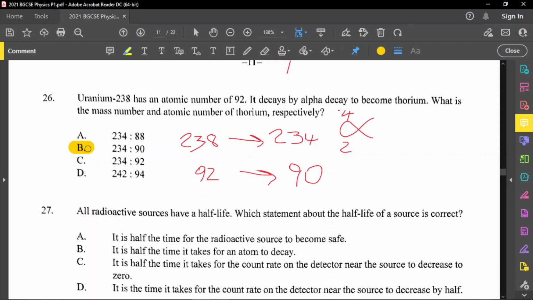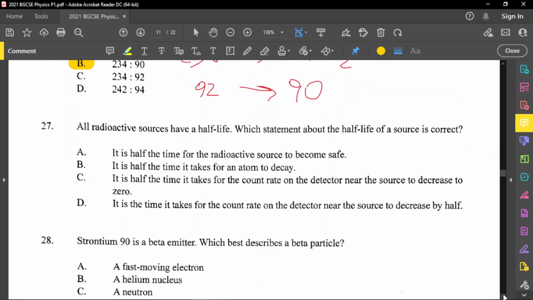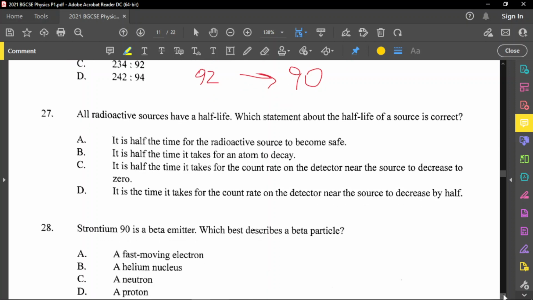All right. So let's look at the next question, question number 27. It says all radioactive sources have a half-life. Which statement about the half-life of a source is correct? All right, so let's go through it. For option A, its half-life is the time for the radioactive source to become safe. That is not true at all. For B, its half-life is the time taken for an atom to decay. Not true. There's something specific it must state. It's half of the substance.